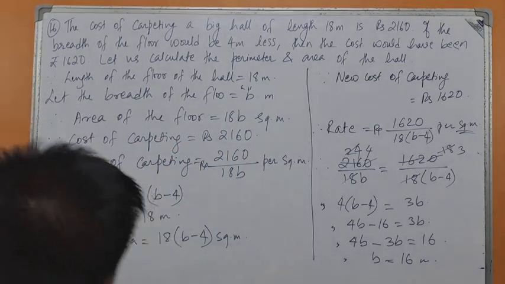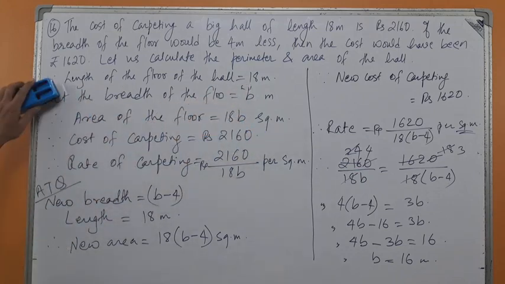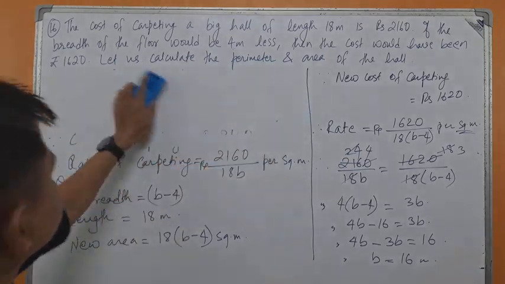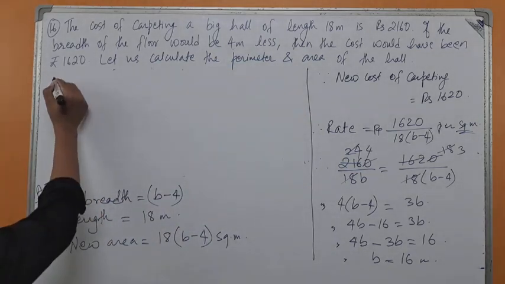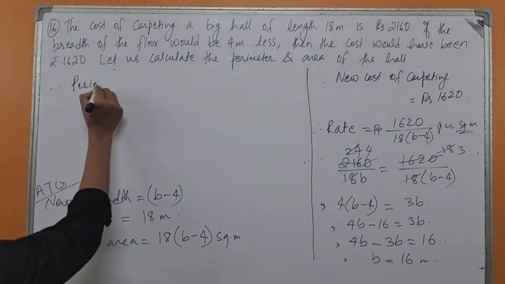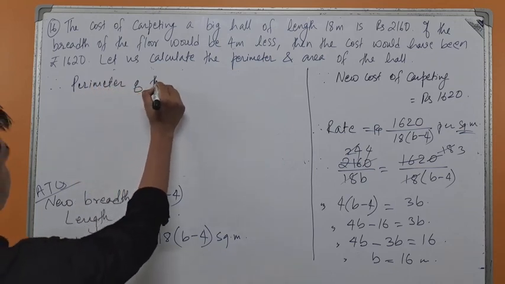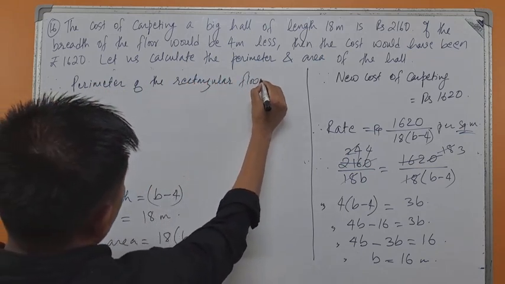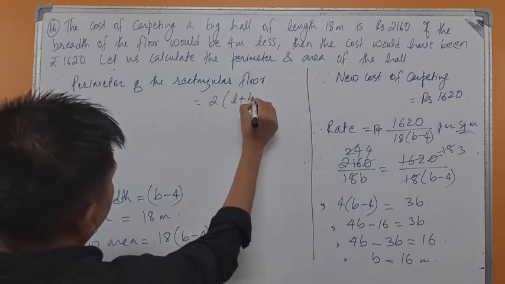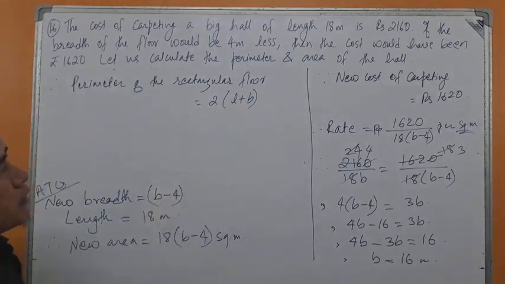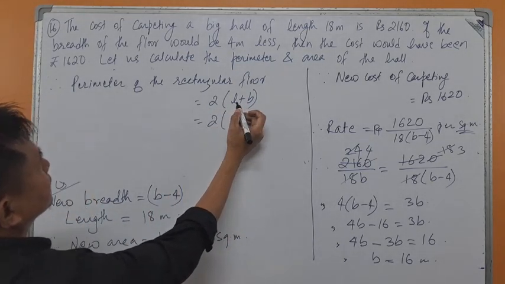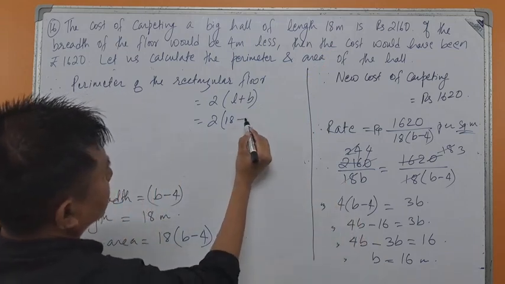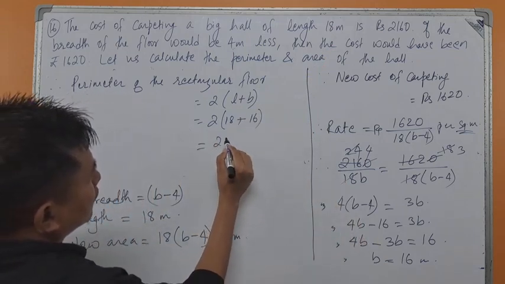Now let us find the length. Oh, we already have length. So what we do is we find the perimeter. Therefore, perimeter of the rectangular floor equal to 2 into length plus breadth, isn't it? Formula for perimeter of rectangle is 2 into length plus breadth. So 2 into length is 18 meters. Length of the floor is 18 meters, and breadth is 16. So 2 into 18 plus 16.